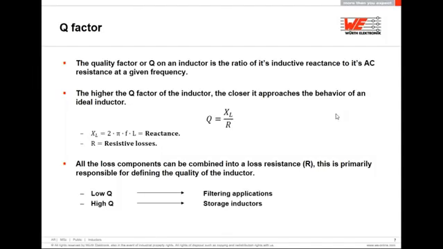Now, let's talk about the Q factor, which is the quality factor of an inductor. This is the ratio of its inductive reactance to its AC resistance at a given frequency. In other words, it is the ratio between the stored energy, which is the reactance, X sub L, and the losses, in this case, R. The higher the Q factor of an inductor, the closer it approaches the behavior of an ideal inductor. This translates to the inductor's efficiency.